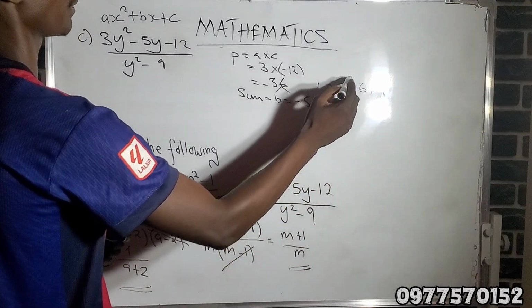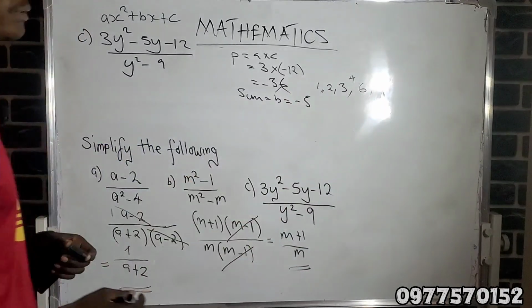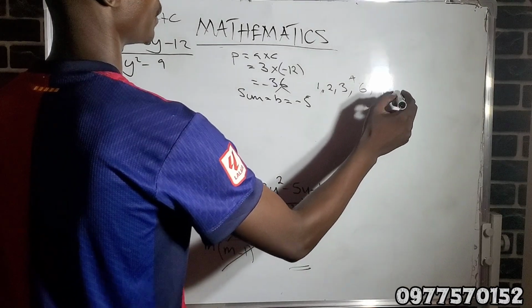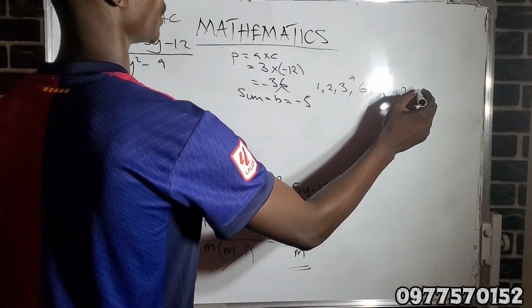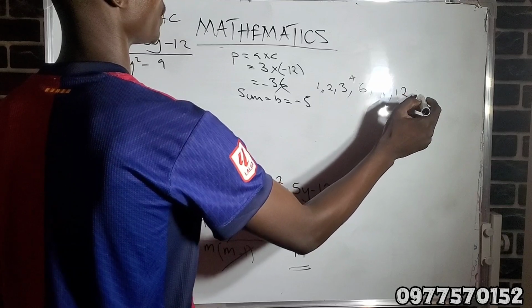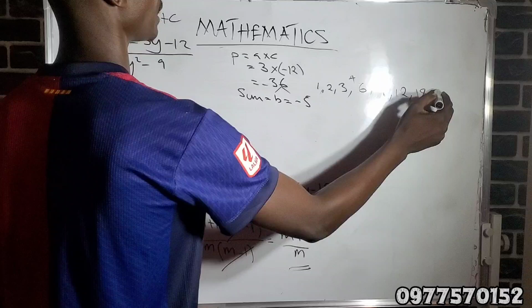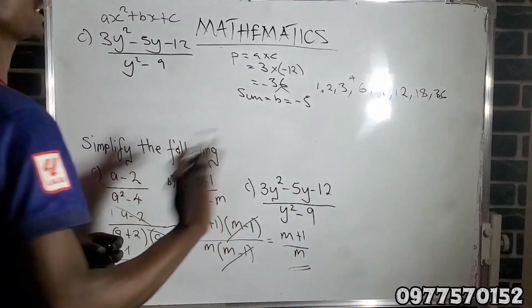Okay, even 4. 4 times 9 is 36. All together? Yes. Even 4. 12, yes. And what? 18, yes. I mean 18 and 36 is now just get 2.